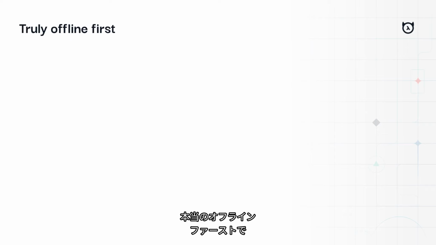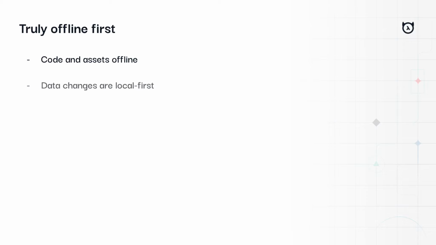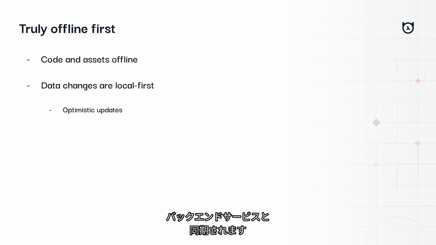And when I say offline first, what does it take to create a truly offline first app? The code and assets are offline. The data which changes on the client is done locally first and then synced with the backend service. And when it's done locally first, it also comes with an added benefit of optimistic updates.